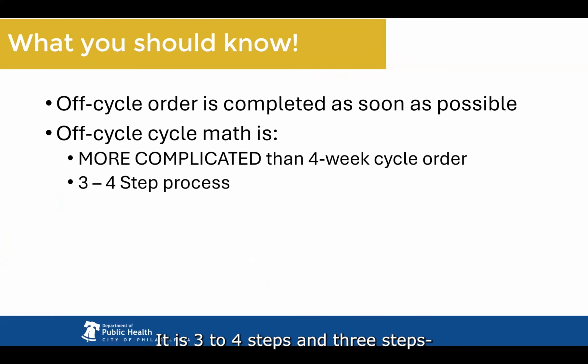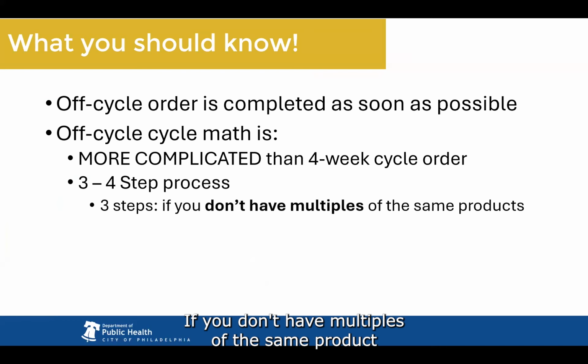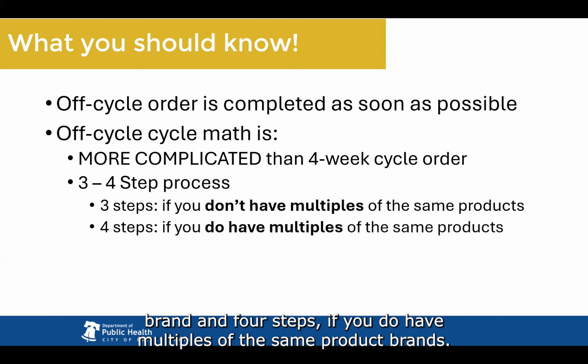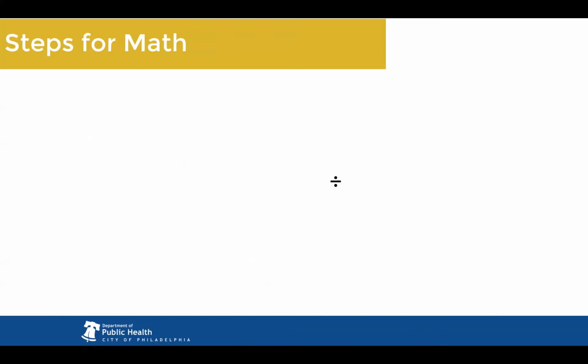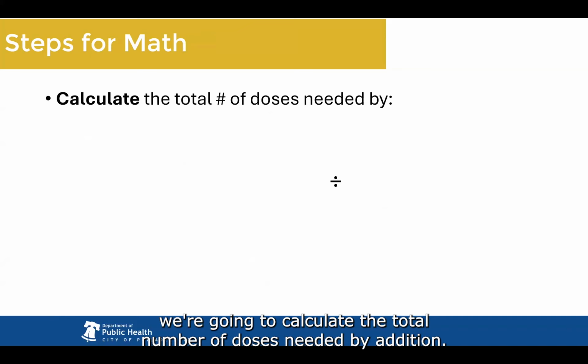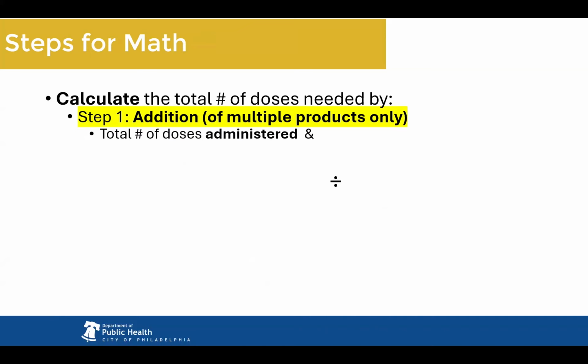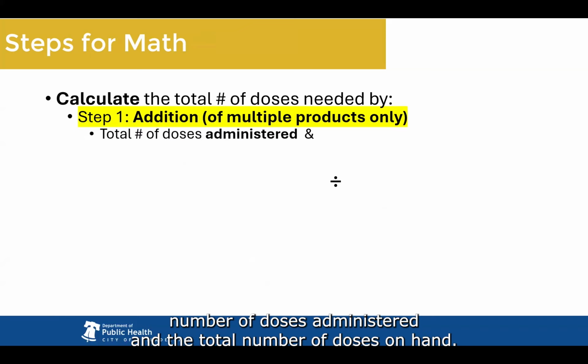It is 3 to 4 steps: 3 steps if you don't have multiples of the same product brand, and 4 steps if you do have multiples of the same product brands. So we'll do the steps for the math. And of course, we're going to calculate the total number of doses needed by addition. Now, again, we're only adding if you have multiple product brands only. And this is going to be the total number of doses administered and the total number of doses on hand.